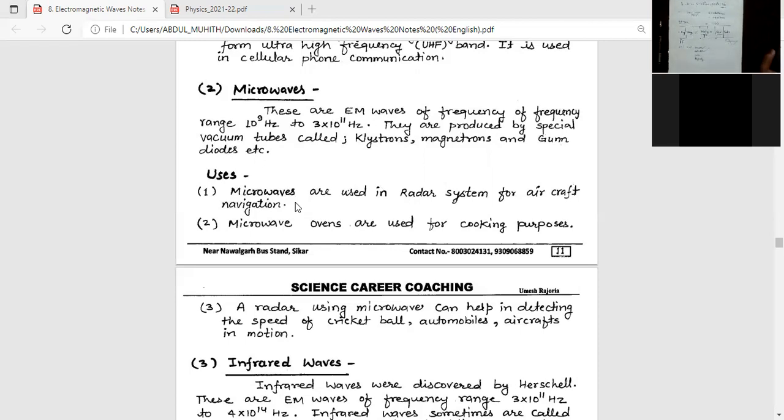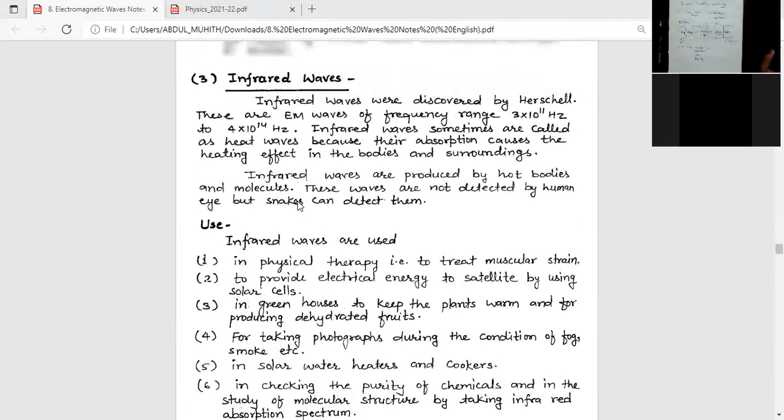Now, infrared waves. Infrared waves were discovered by Herschel, the name of a chocolate company also, Hershey's, but this is Herschel. These are electromagnetic waves of frequency range 3 into 10 to the power 11 hertz to 4 into 10 to the power 14 hertz. Infrared waves are sometimes also called heat waves because their absorption causes the heat effect in bodies and surroundings.